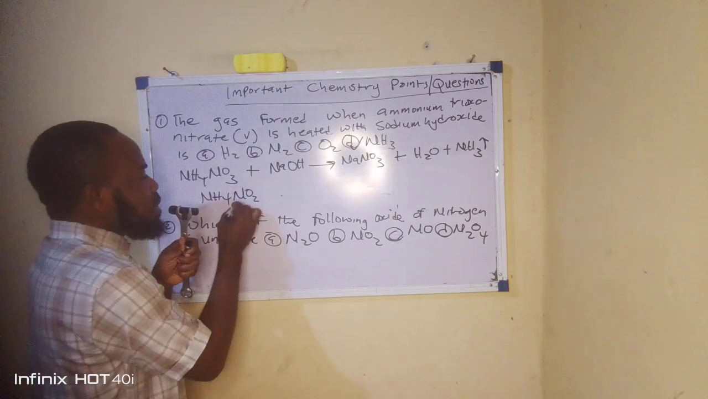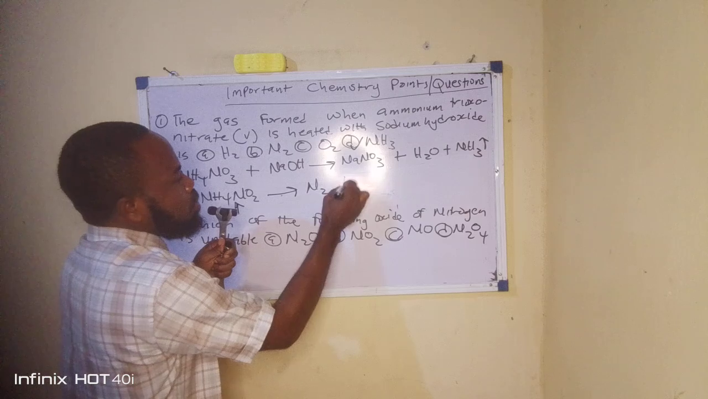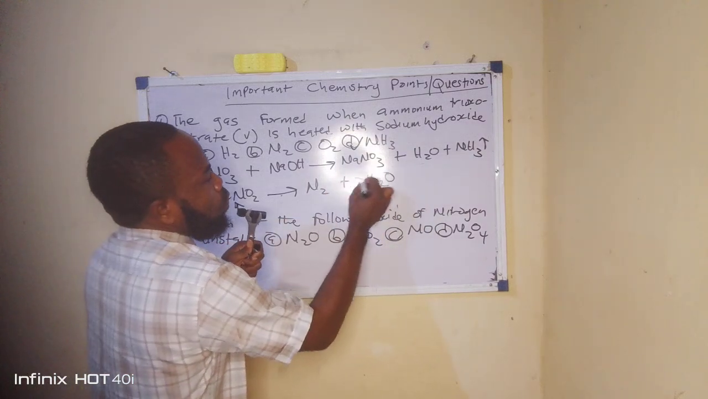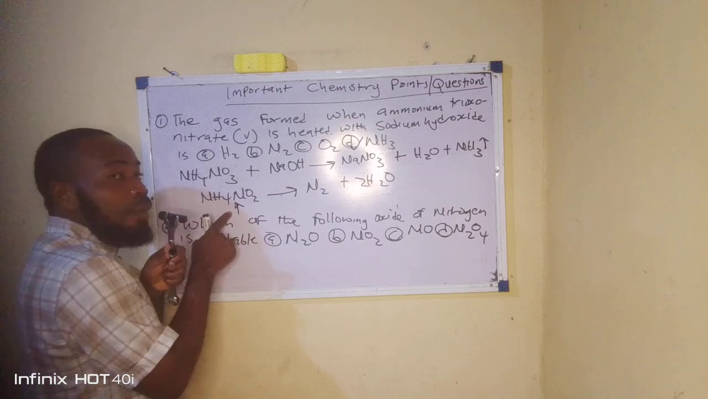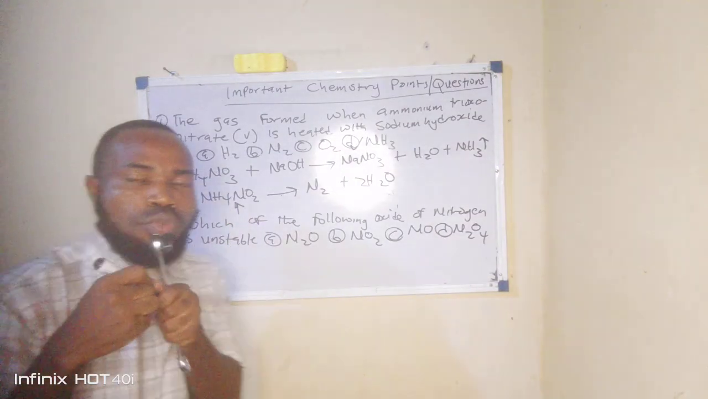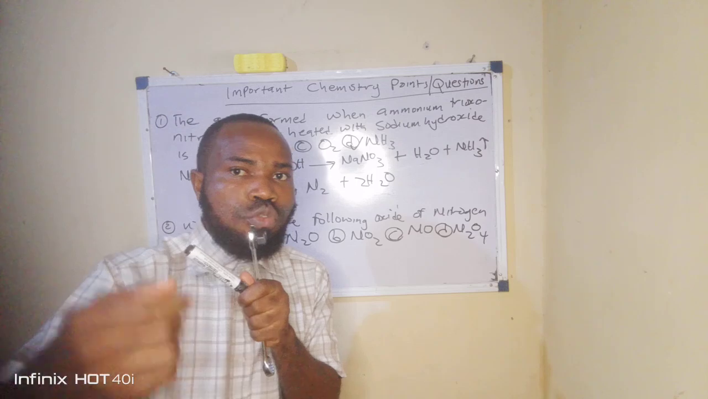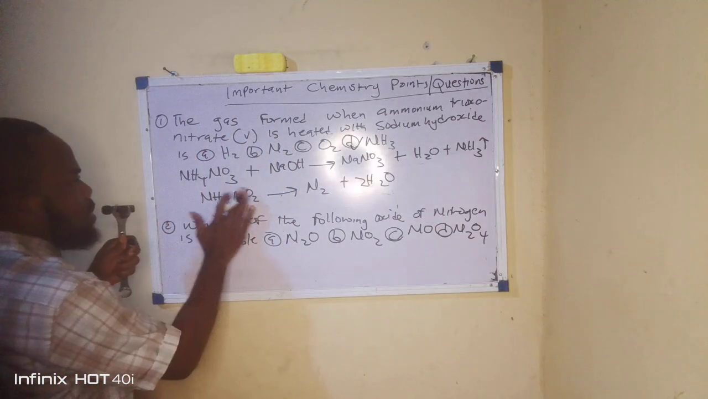Now, if I heat this compound freshly prepared, it's going to give me nitrogen gas plus H2O, which is water. Be very careful that this ammonium dioxonitrate(III) must be freshly prepared from the reaction between ammonium chloride and sodium dioxonitrate(III). Now, this is this question.